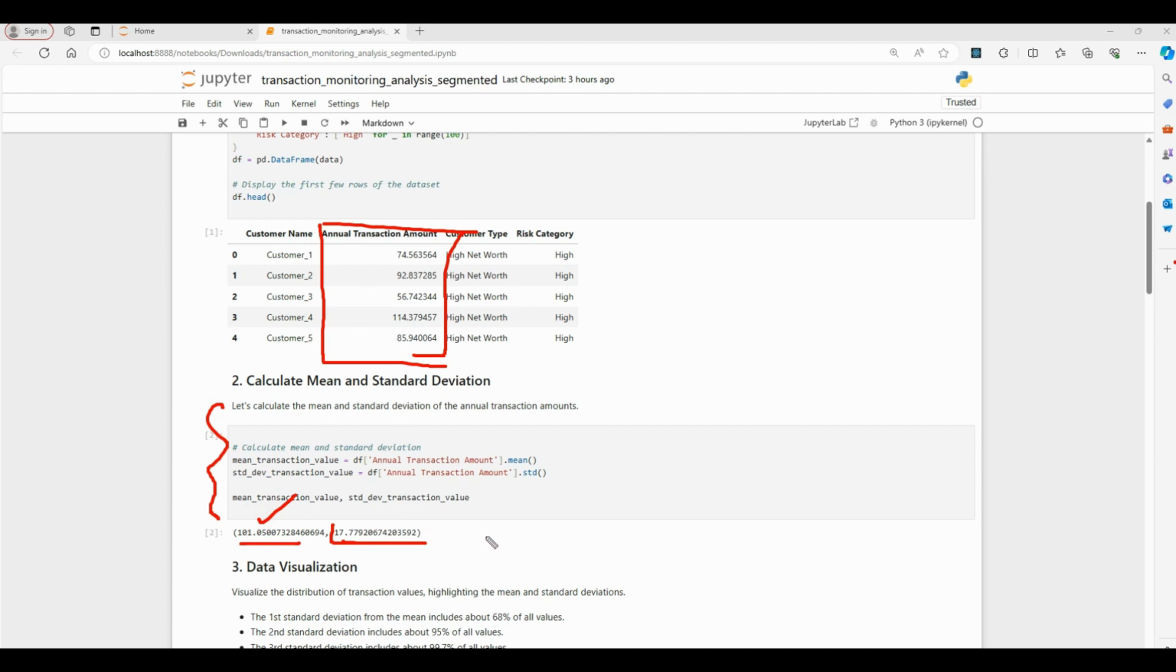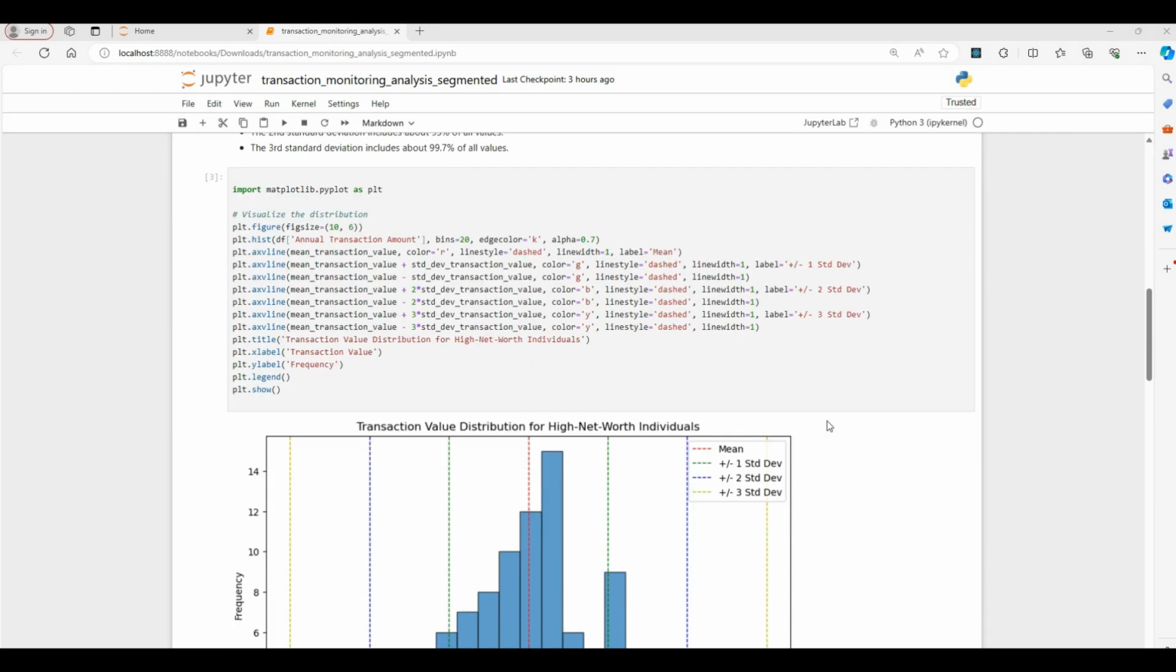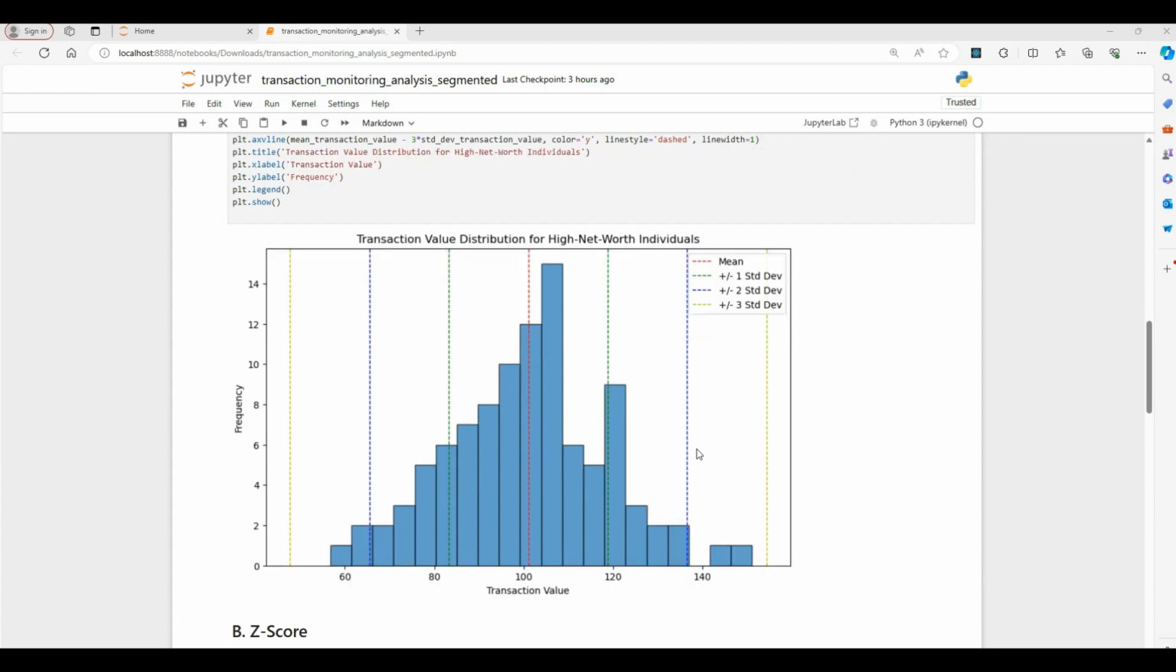If the standard deviation is low, it means that most of the numbers are close to the average. However, if the standard deviation is high, it means that numbers are spread out over a range. It means variation is high. Now let's look at this graph.